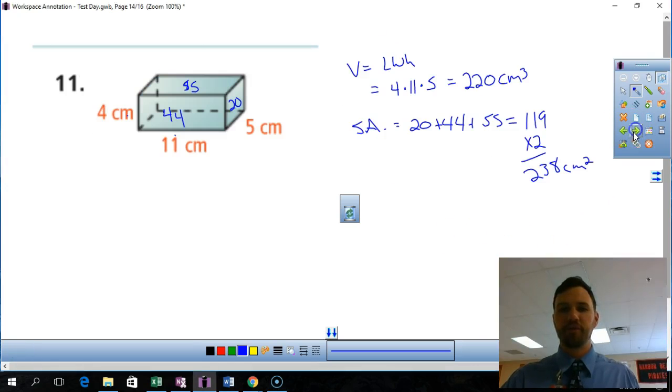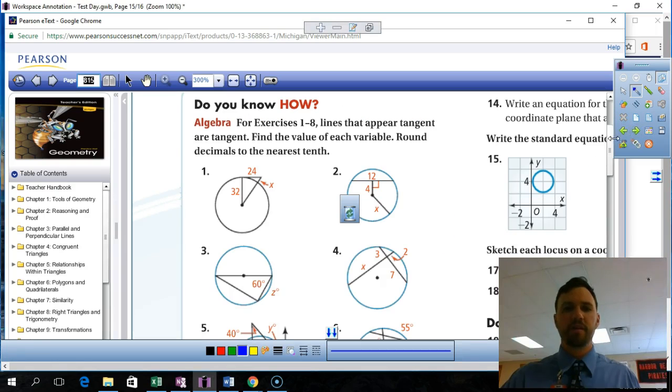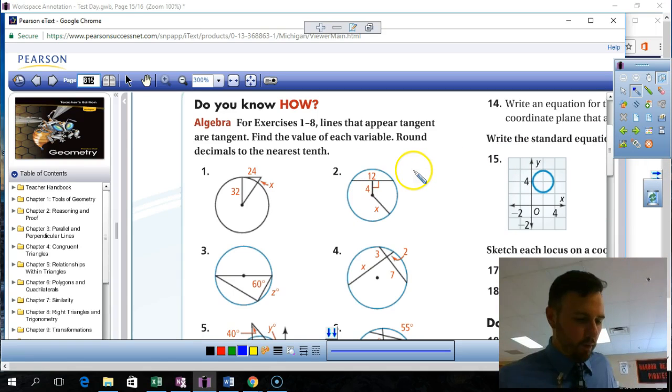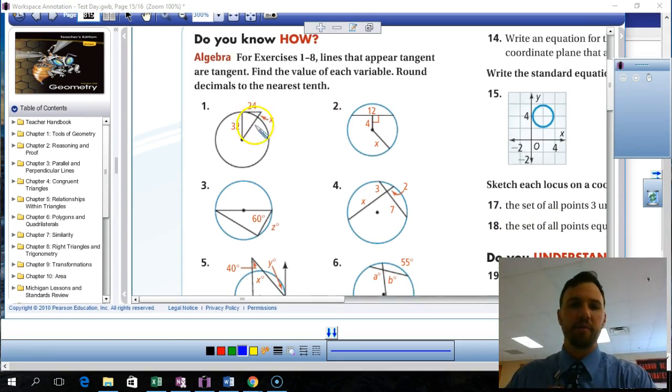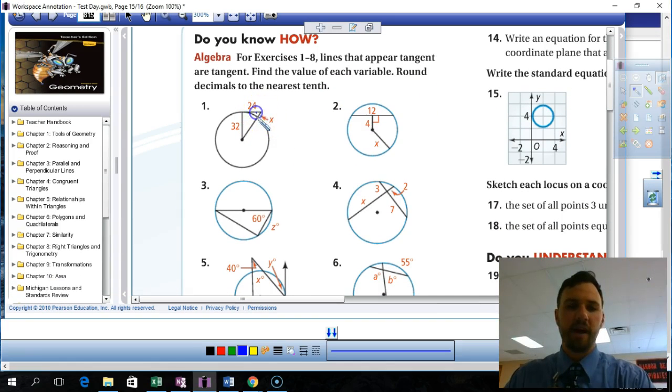Alright, I'm back, guys. Home stretch. Alright, let's do this page. All of them, 1 through 8 on page 815. Alright, so here we go. Number 1. Find x. Oh, x is tricky.